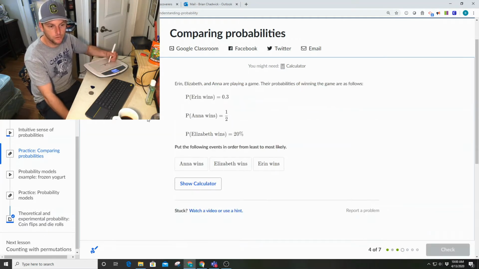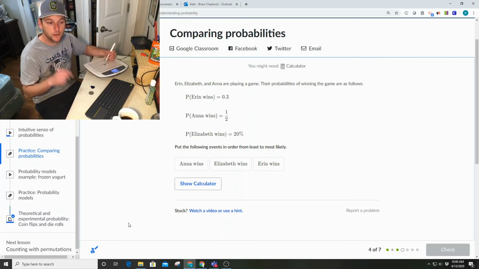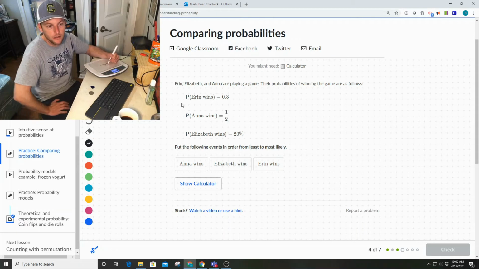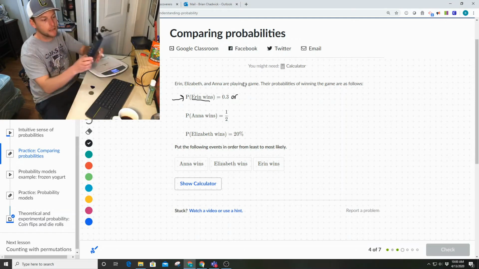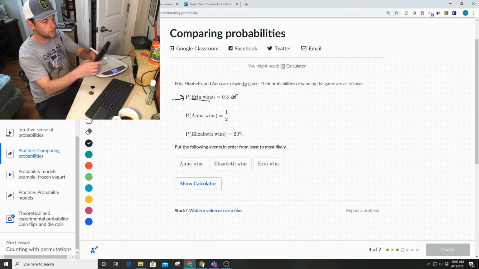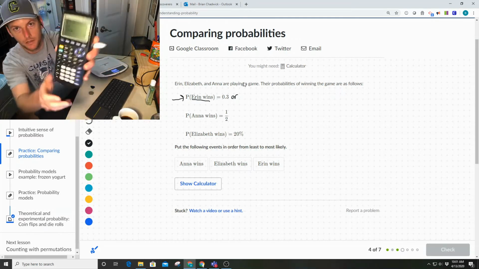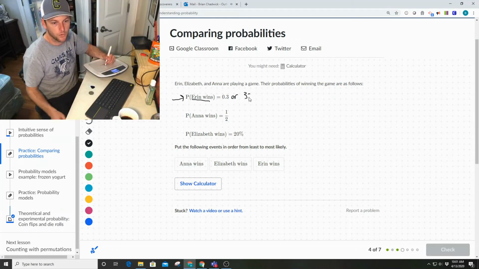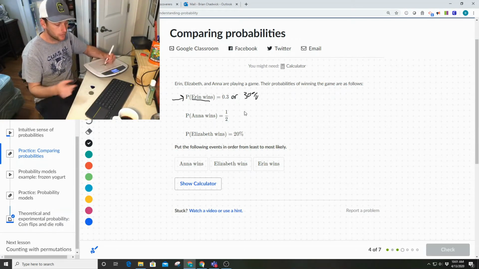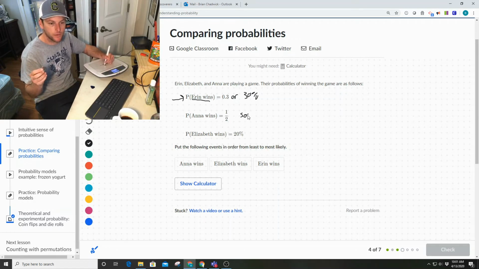All right, I'm not even paying attention. 4. Aaron, Elizabeth, and Anna are playing a game. Their probabilities to win the game are as follows. So we've already done one like this, so you should be a little bit better. The probability that Aaron wins is 0.3, or you need to start doing this in your head. If you're having trouble turning a decimal into a percent, you're just going to multiply it by 100, and that's going to be 30%. All right, so 30% right here. What is 1/2? Well, that's a coin flip. That's a 50-50 or 50%.